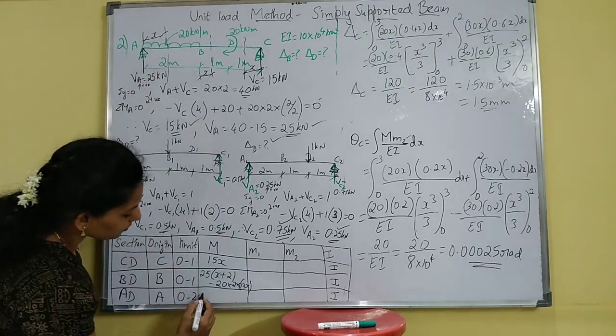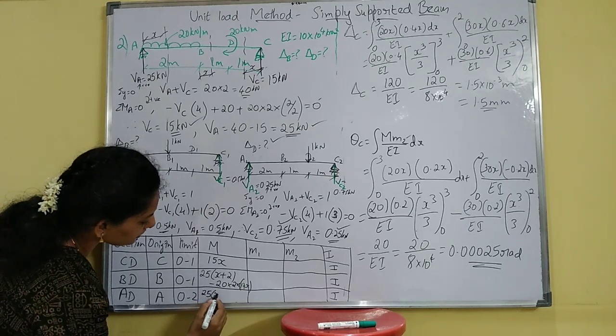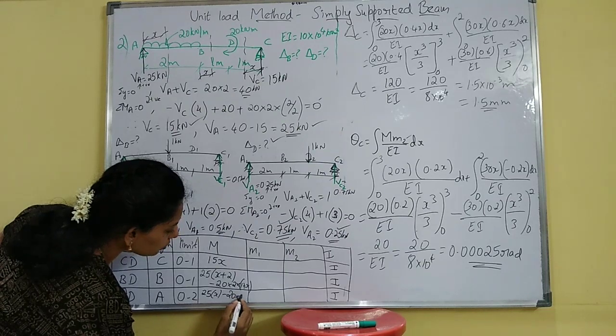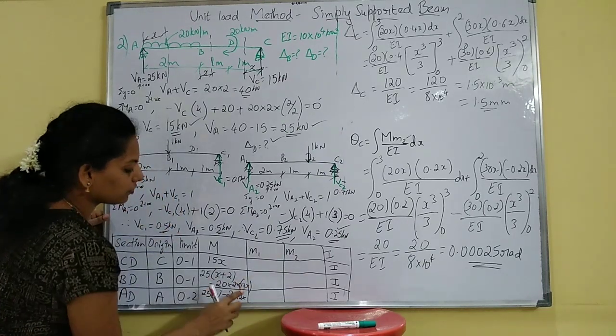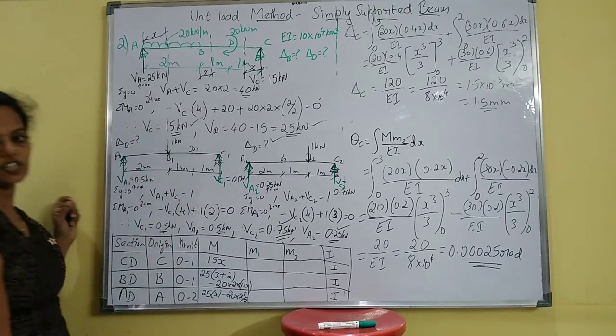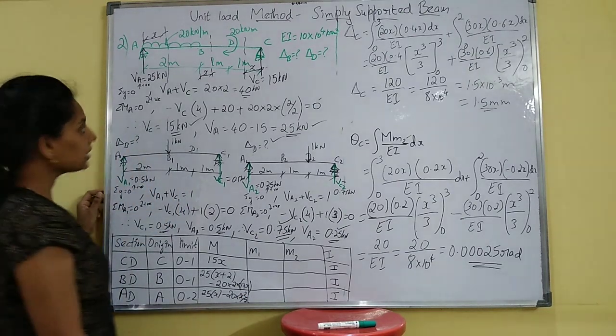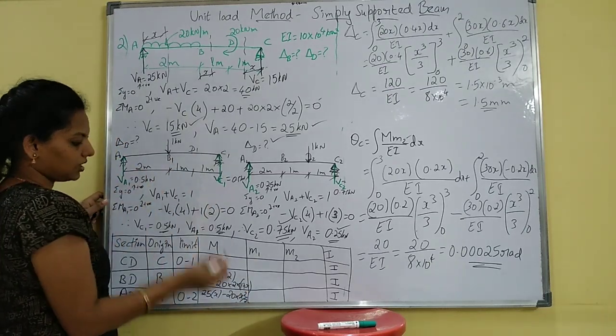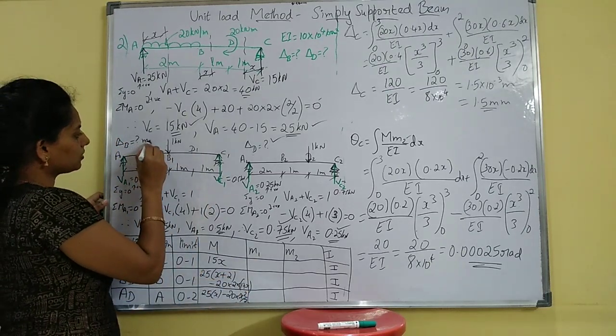So you have 25 into x minus this UDL, 20 into 2. In here you have to consider only the x. So x square by 2, x into x by 2. So you will have x square by 2. Next, coming to this diagram, M1 for this.